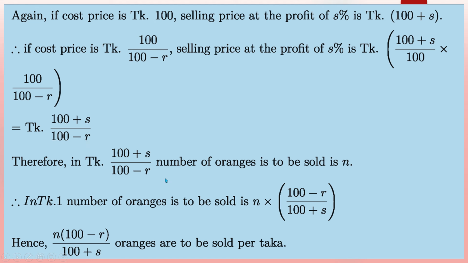Okay. Therefore, in taka 100 plus S by 100 minus R, the number of oranges to be sold is N. Therefore, for taka 1, the number of oranges to be sold is N into this. So this is equal to, you can write, N into 100 minus R by 100 plus S oranges to be sold per taka. Clear, student? Okay.